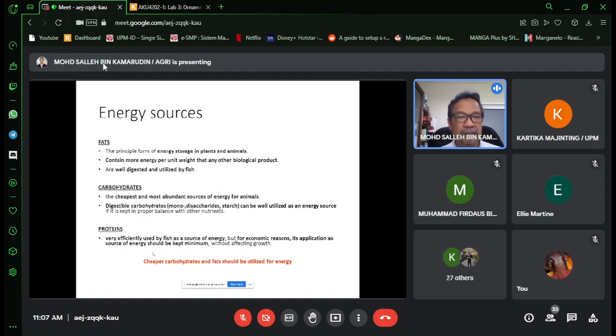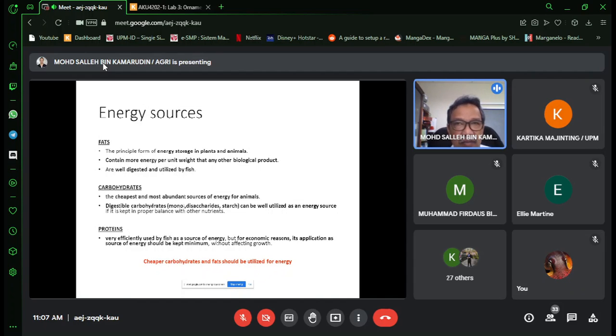Alright, energy sources tadi dah diceritakan sedikit dan daripada fat tadi, sources of fat biasanya in form of energy storage in plants and animal, contain more energy than other biological product, biasa juga. And fat are very well digested dan juga utilized by the fish compared to dengan carbohydrate. Carbohydrate is still the cheapest yang tadi saya mention, and the most abundant source of energy for animal.